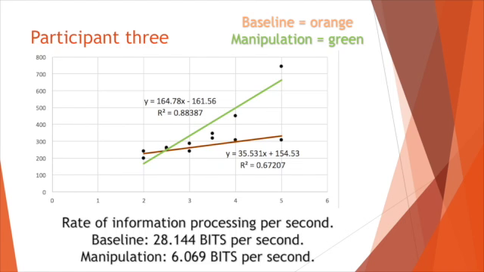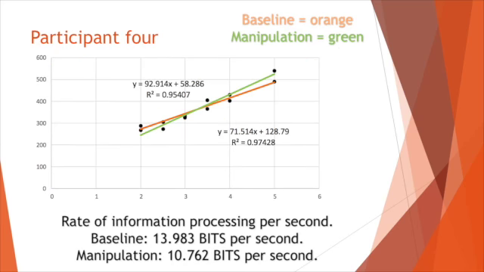When considering the regression equation for the manipulation, y equals 164.78x minus 161.56. And the R-squared value tells us the model explains 88.3% of the variability of responses around the mean. When looking at the rate of information processing for the manipulation, 6.069 bits of information is processed in 1 second.